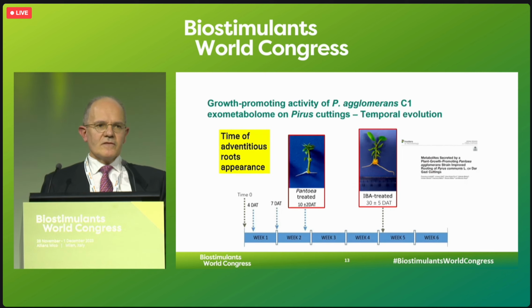But our idea was to get more information, what these metabolites do on the plant. And we did a series of comparative experiments on Pyrus cuttings. And several interesting pieces of information appeared. If you use auxin in a complex mixture of metabolites produced by Pantoea agglomerans, you have a reduction of the time required to get the root formation.